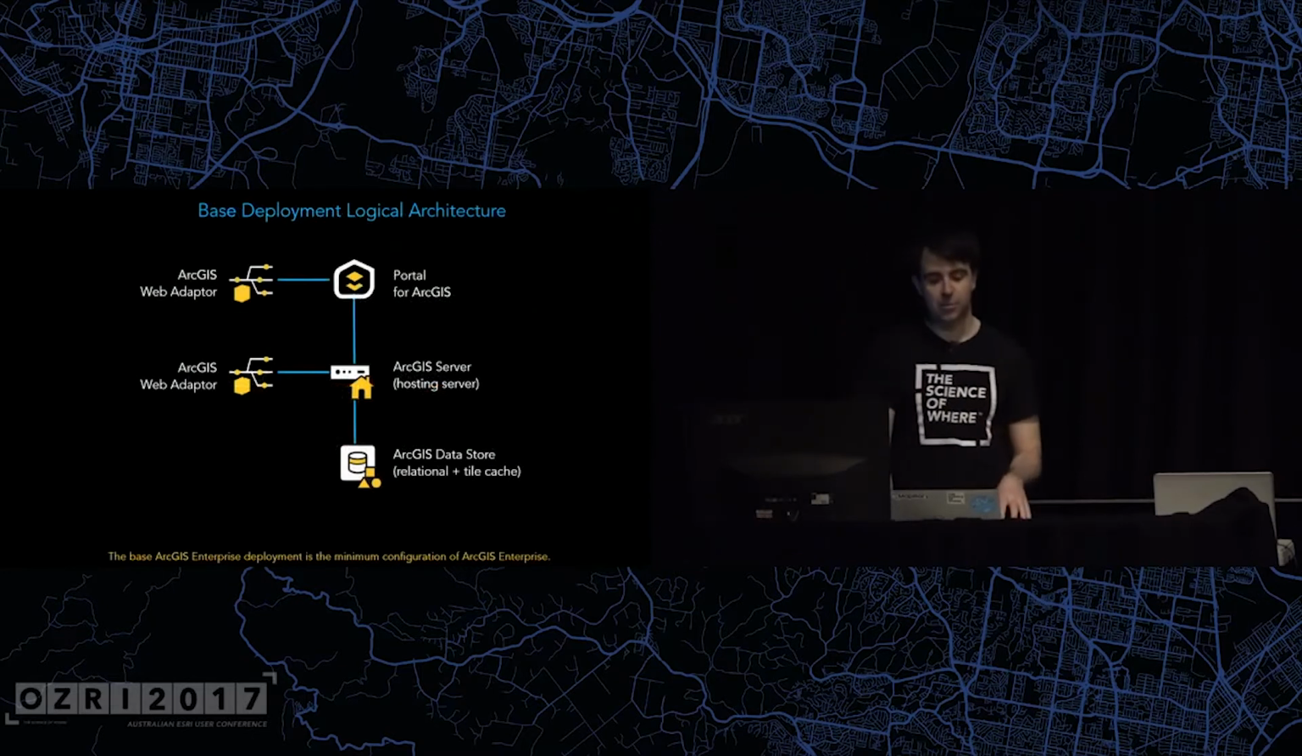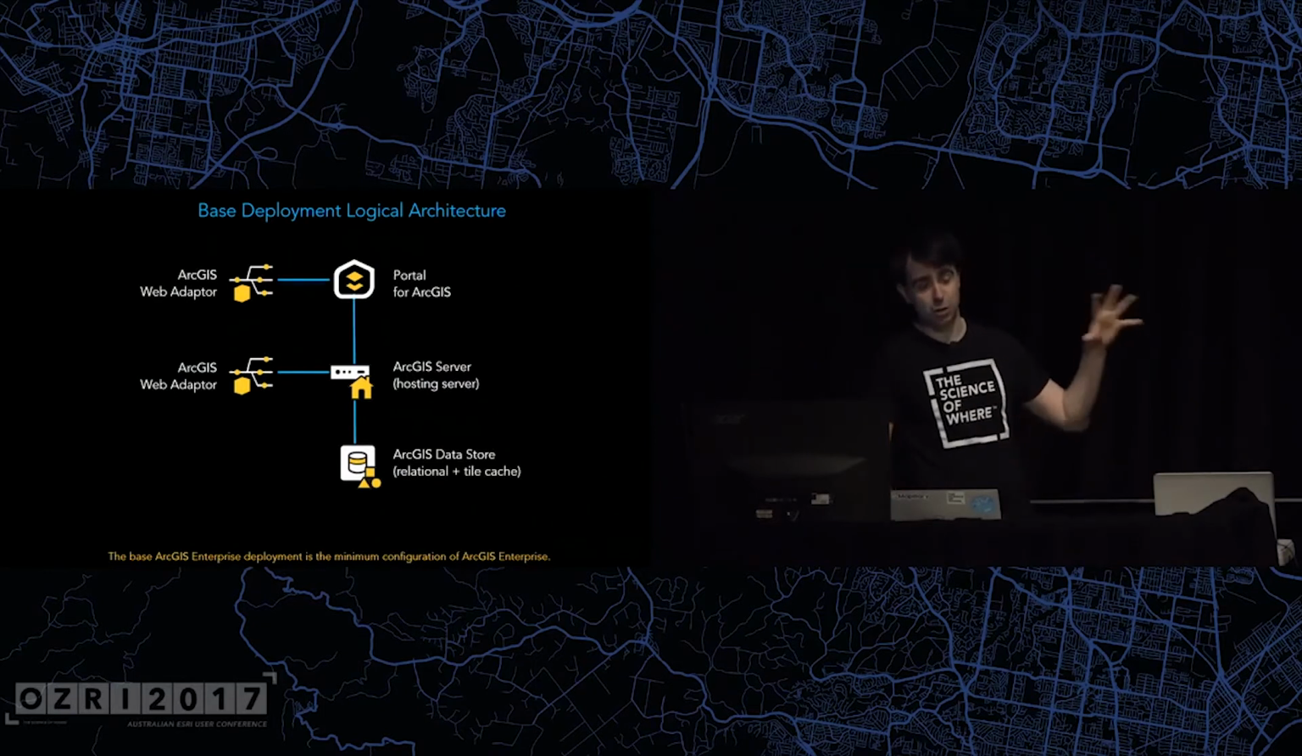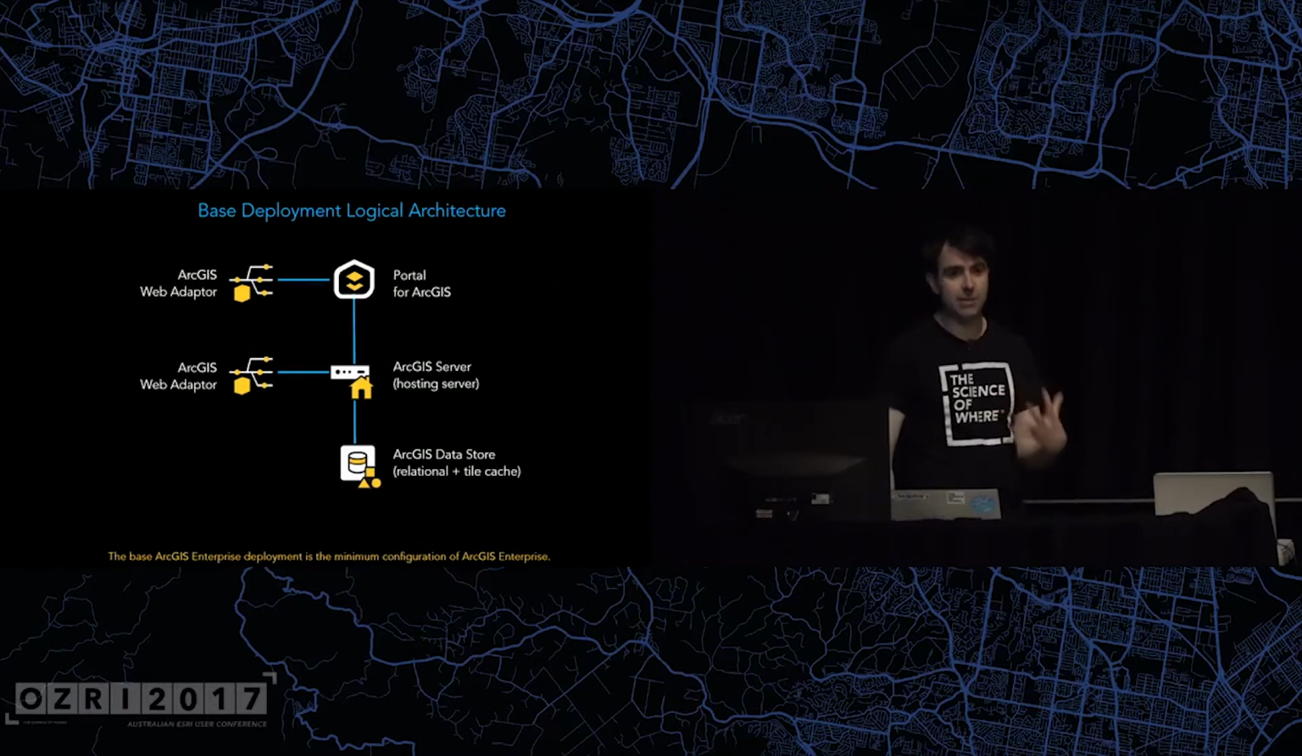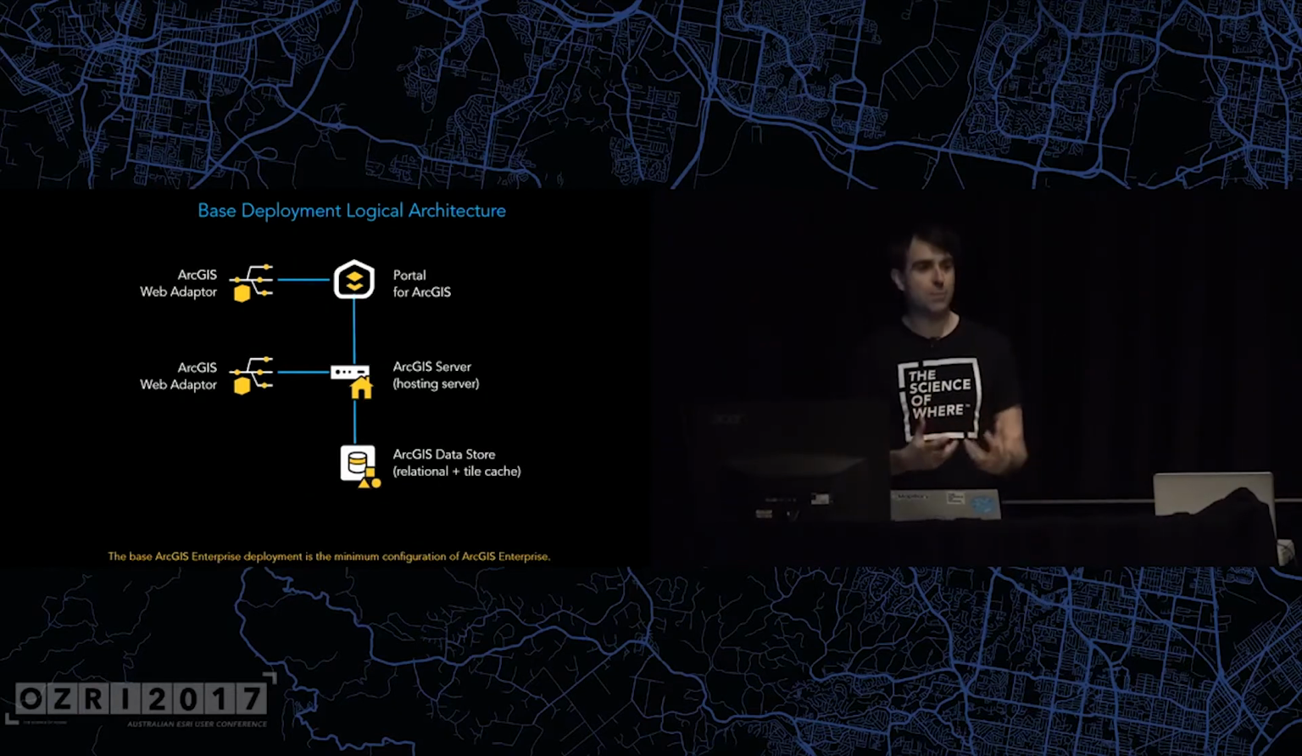Now, a foundational setup of ArcGIS Enterprise will consist of a number of those components configured in a certain way, and that's what's called a base ArcGIS Enterprise deployment. Now, the base deployment gives you the same capabilities that you actually get with ArcGIS Online, along with the same capabilities you get with ArcGIS Server as well. It provides that WebGIS capability, but on your own infrastructure.